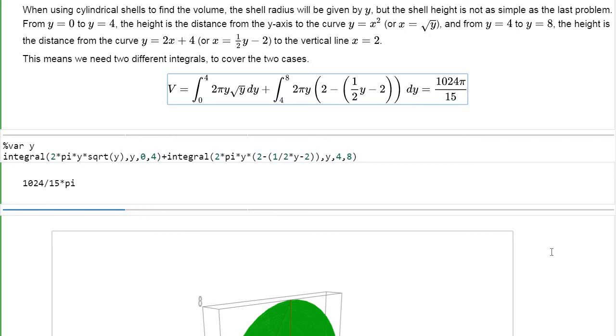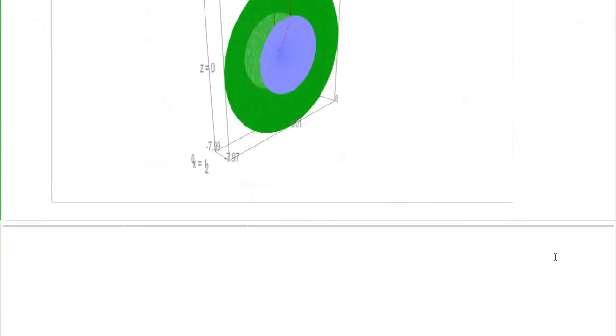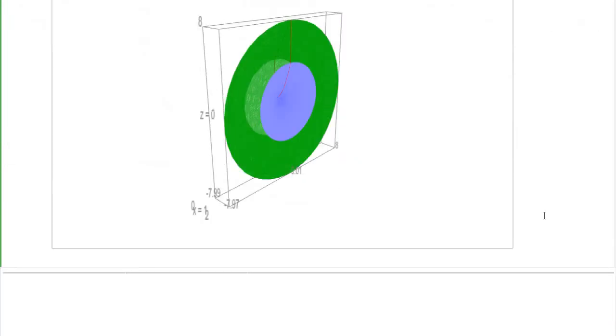Okay, so that's our last look at volume, and next week we'll move on to another application of integrals.